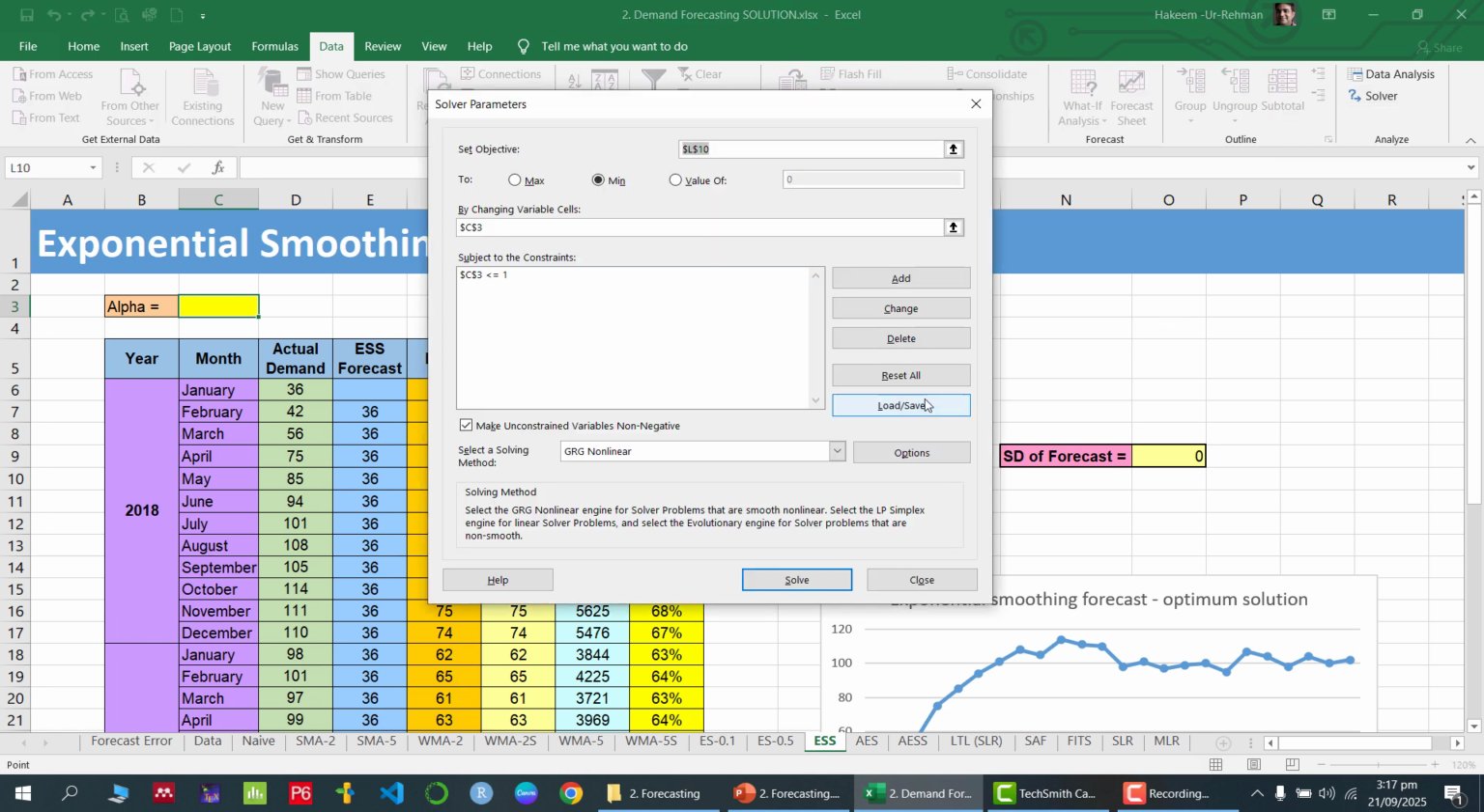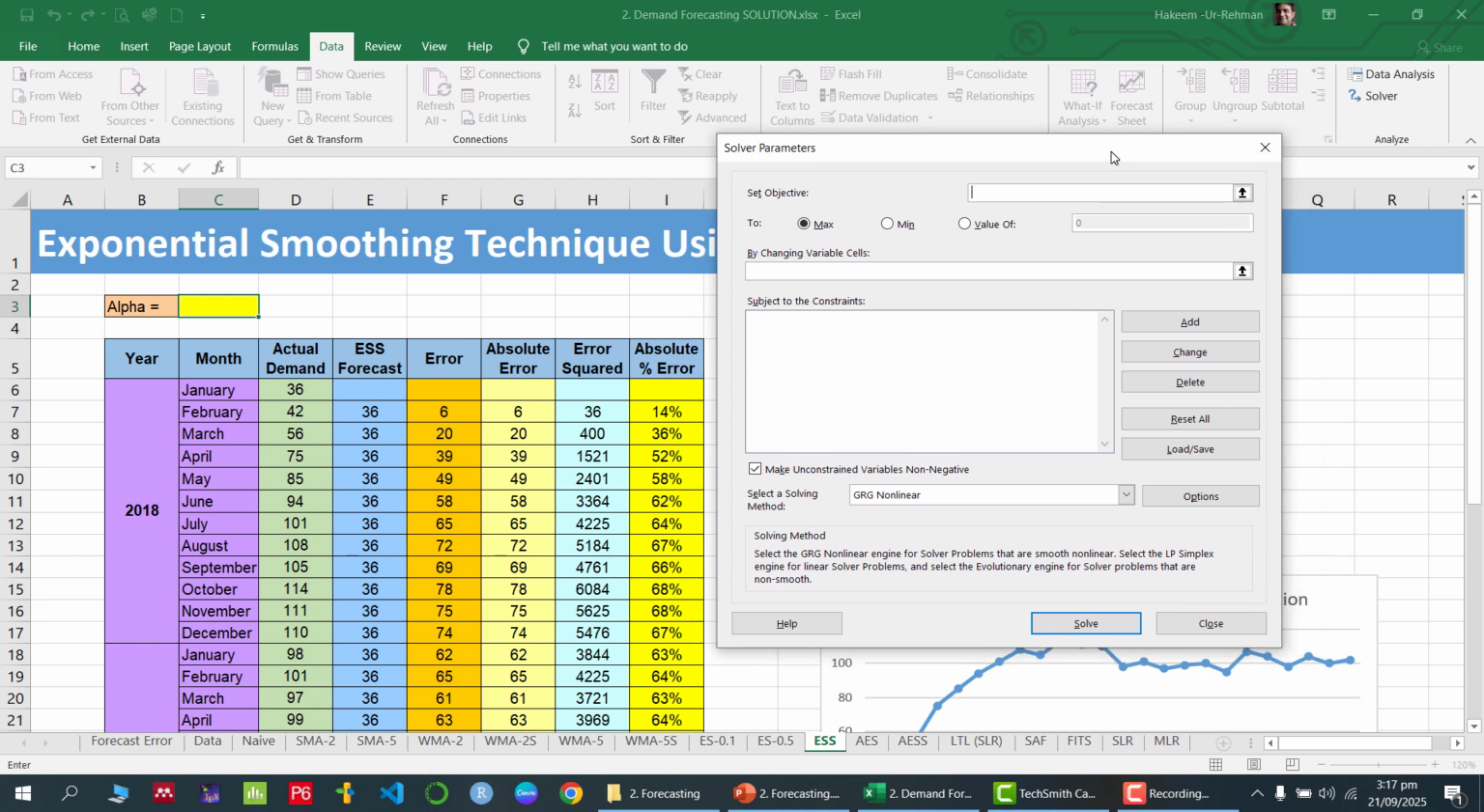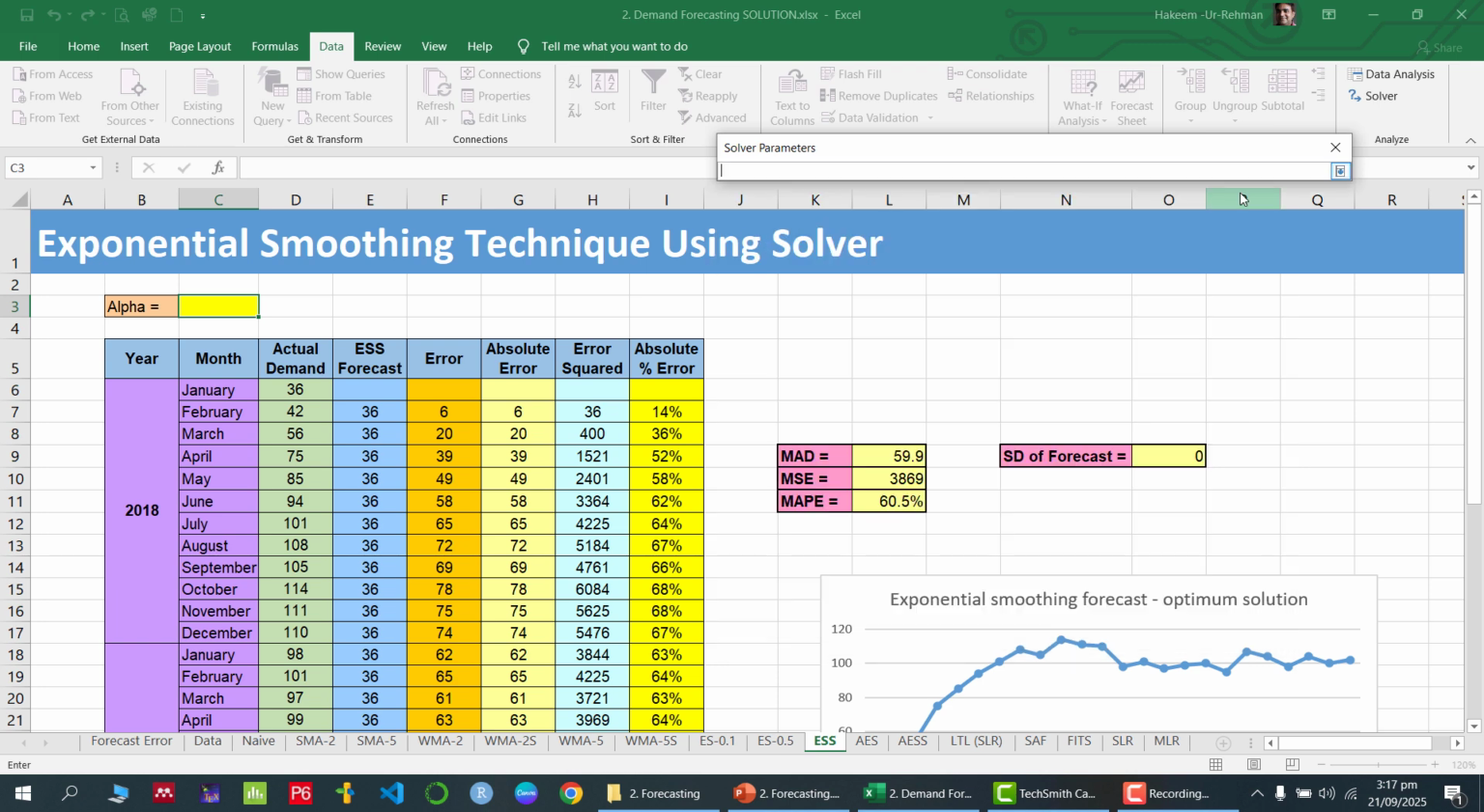In the Solver window, in Set Objective, which measure of forecast accuracy would you like to minimize? Whether mean absolute deviation, mean square error, or mean absolute percentage error.